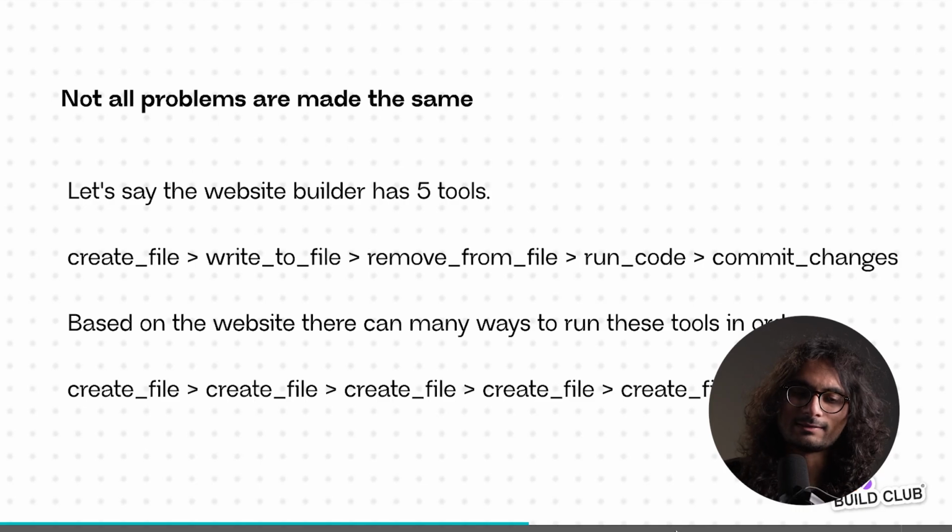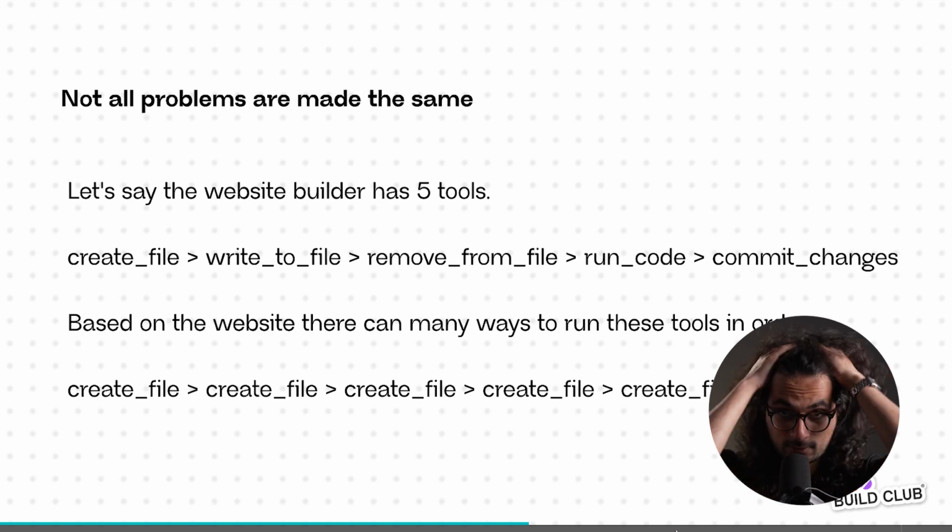So let's look at what it looks like and where these AI agents come in. Let's say you have 5 tools, like already written programs: create file, write file, remove file, run code, commit changes. These could be anything, right? Based on the website, you could use them in many orders, right? So who has to decide? Normally in a workflow, a human decides to do this.